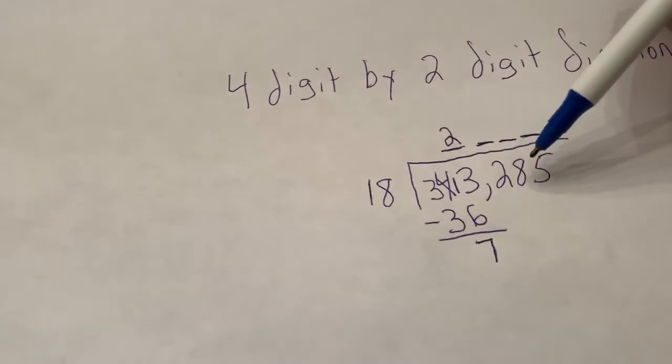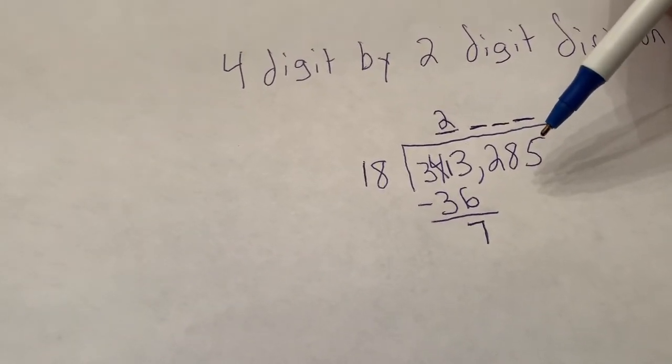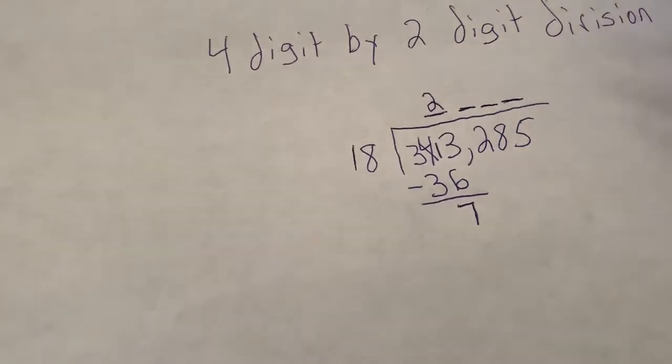Okay, so now you have to remember, after you subtract, DMSB: dad, mother, sister, brother, or I like to call it DMSB. Now bring down the 2.